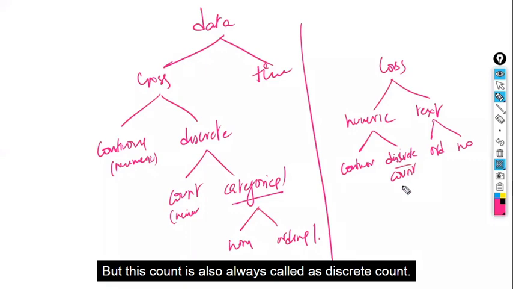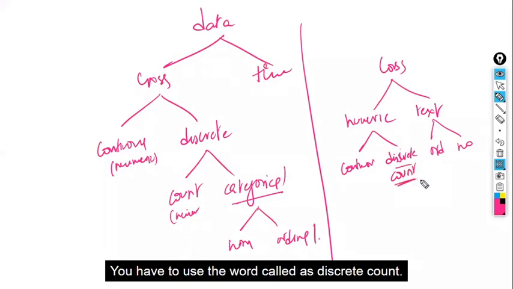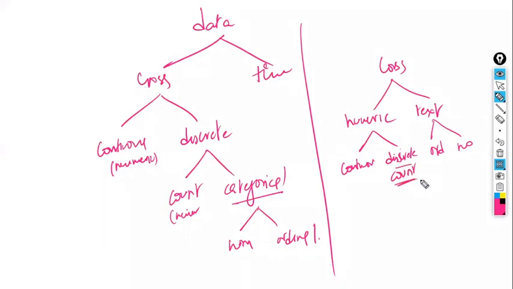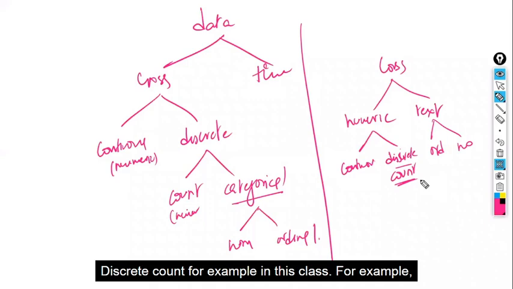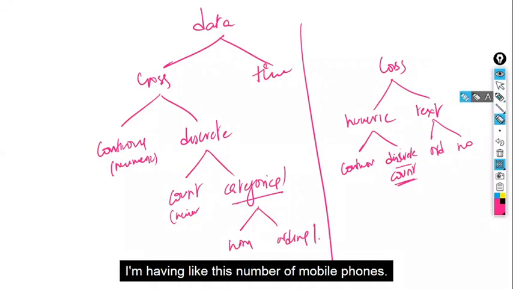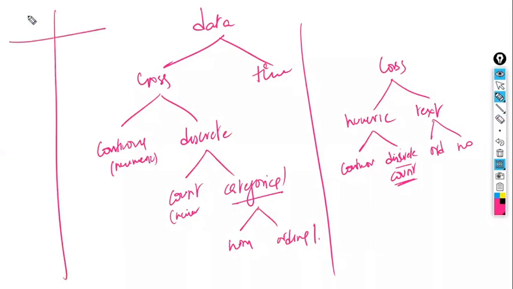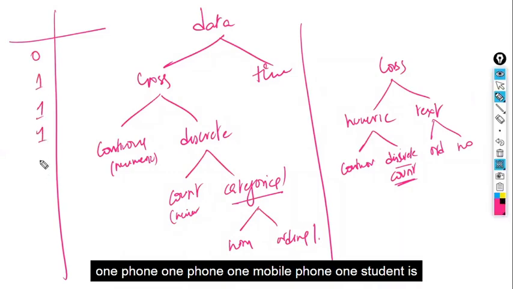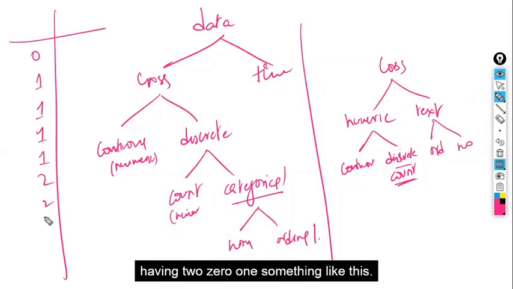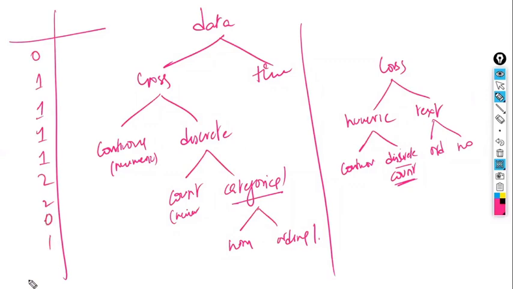But this count is also always called a discrete count. You have to use the word discrete count. It is a discrete variable. For example, in this class, I'm looking at the number of mobile phones. One student is having 0 phones, one student is having one mobile phone, one student is having 2, 0, 1, something like this.